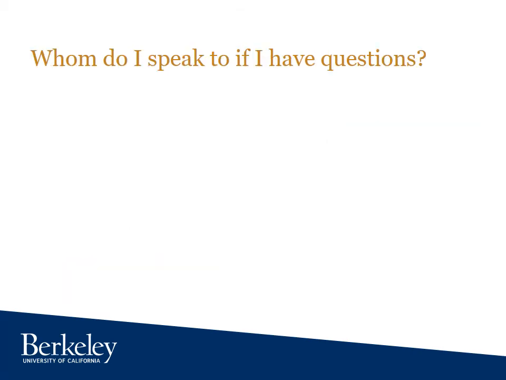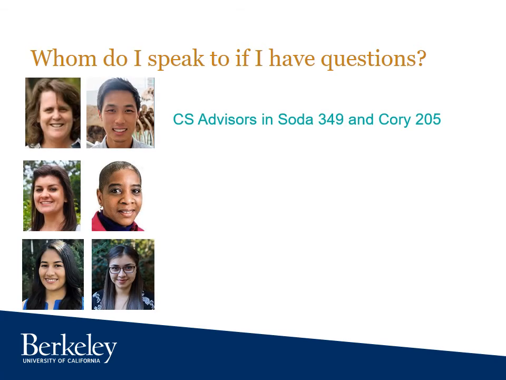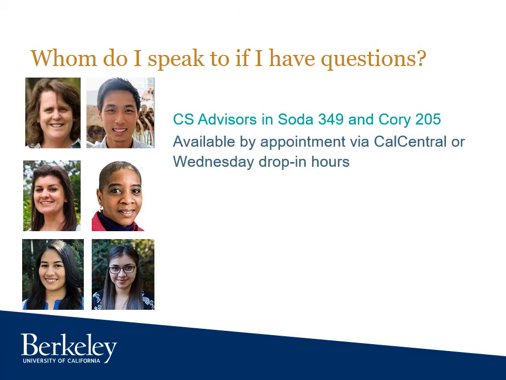Whom do I speak to if I have questions? If you can't find the answer to your question in the EECS 101 section of Piazza and you need to speak to someone in person, the advising staff for computer science is located in SOTA 349 as well as Corey 205. The advisors are available by appointment only, and you can go onto CalCentral to find where to make an appointment with one of the advisors. Each Wednesday they do hold drop-in hours, so that would be a good time to come by either Corey 205 or SOTA 349.